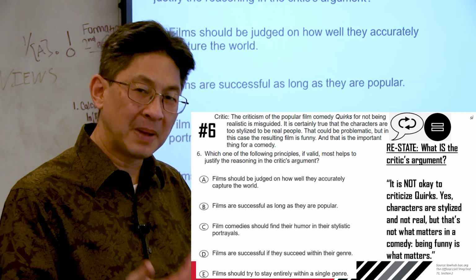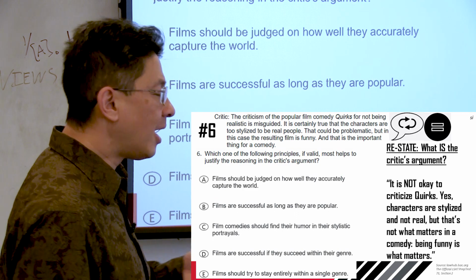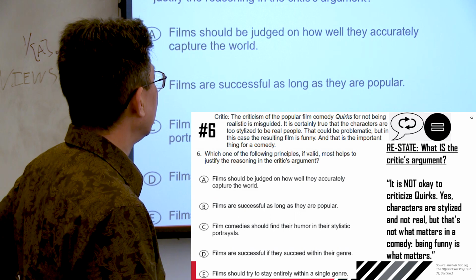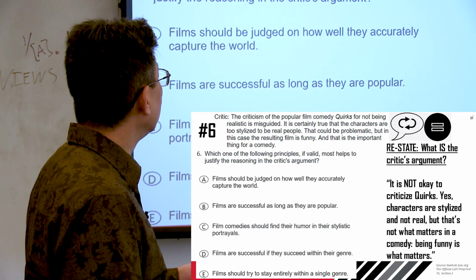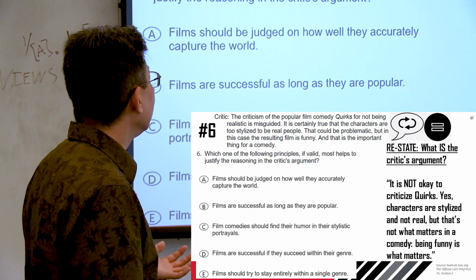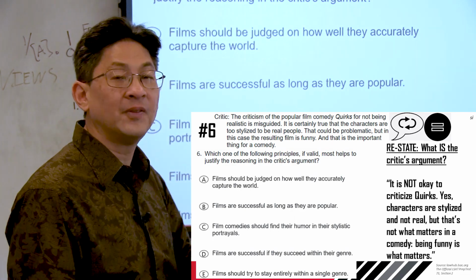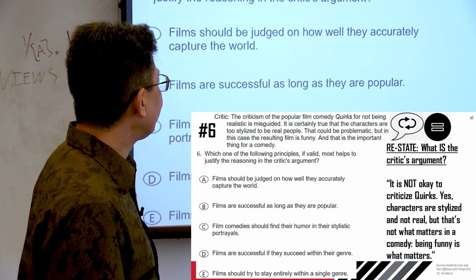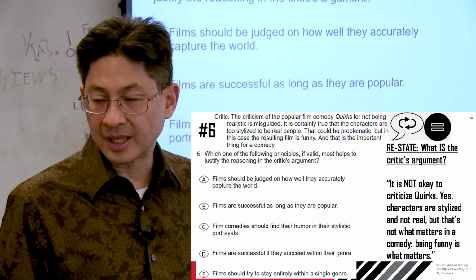So I simply back my way into it and try to take it piece by piece using common language. Common language would be, for example, like I just said, it is not okay to criticize Quirks, right? The criticism is misguided. Hey, do not criticize Quirks. Yeah, it's true that there's not very much realism. The characters are stylized, but that's not what matters in a comedy. Being funny is what matters. So now that I've restated what this argument is, I have to think about what would be making it stronger. Maybe you think for a while, I'm talking about a few seconds, right?